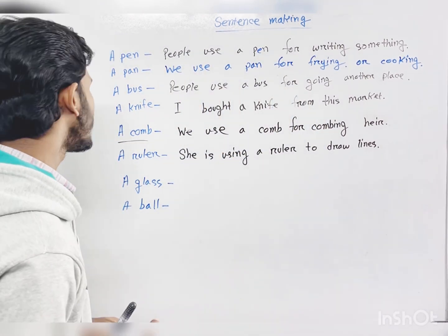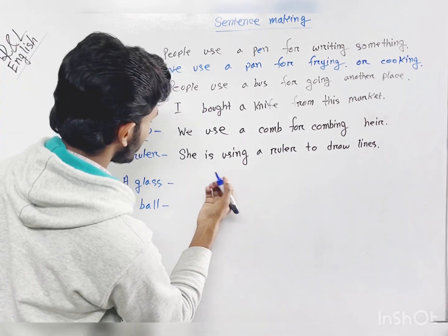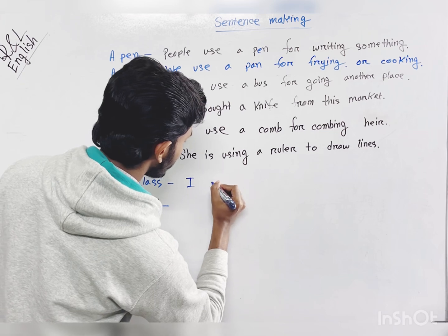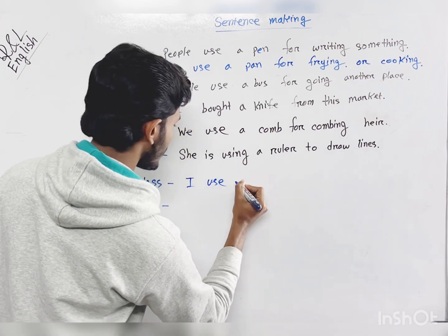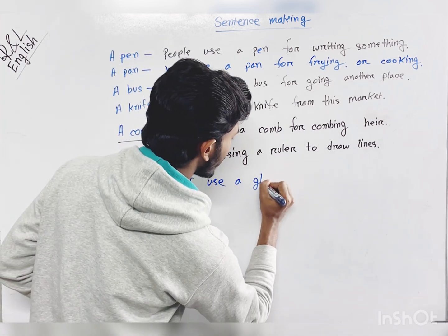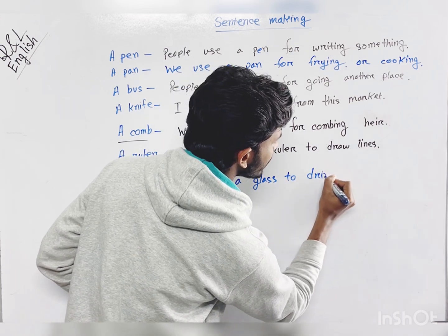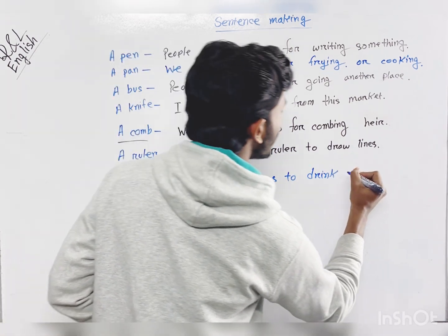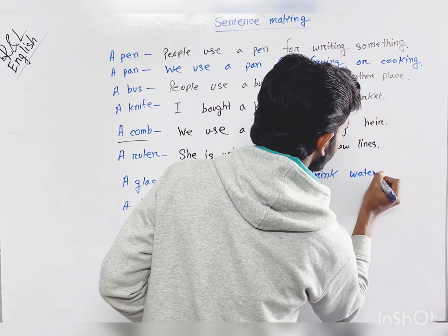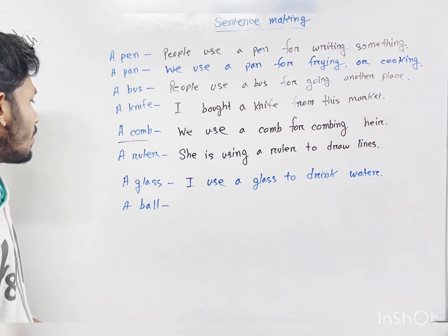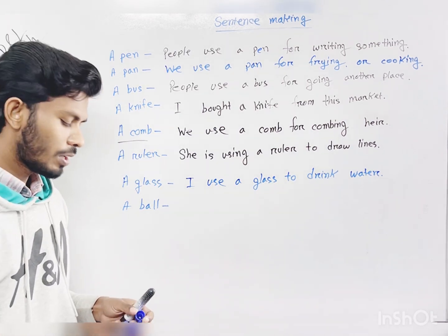Okay, and the next word is a glass. So what is the sentence we can make? We can say I use a glass to drink water.